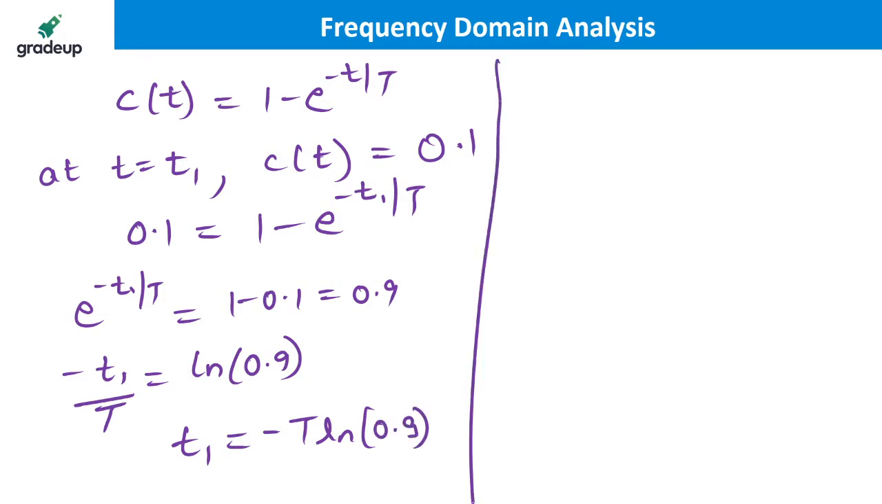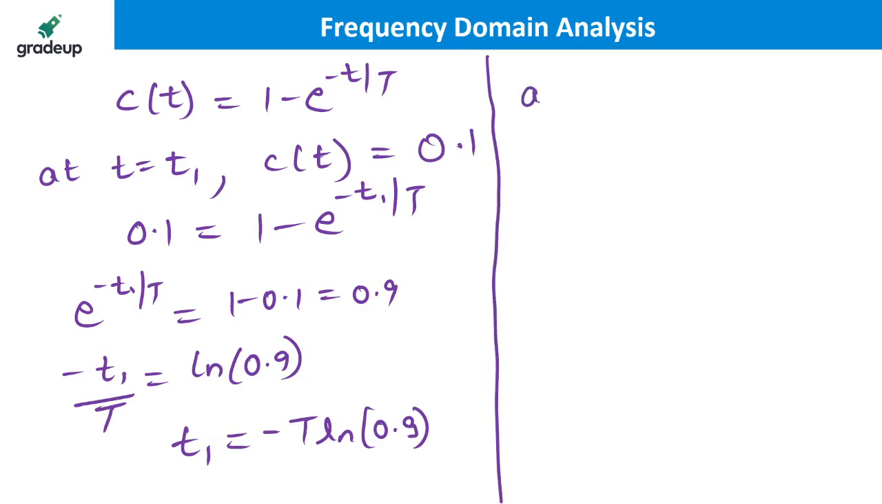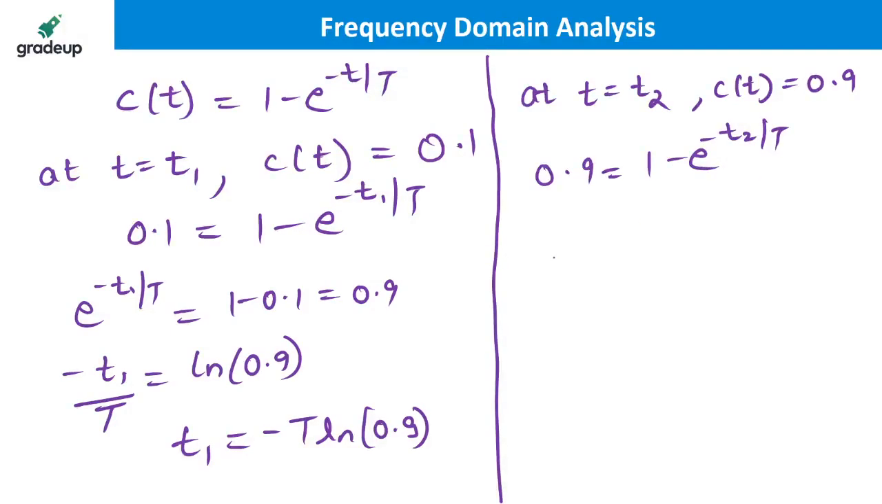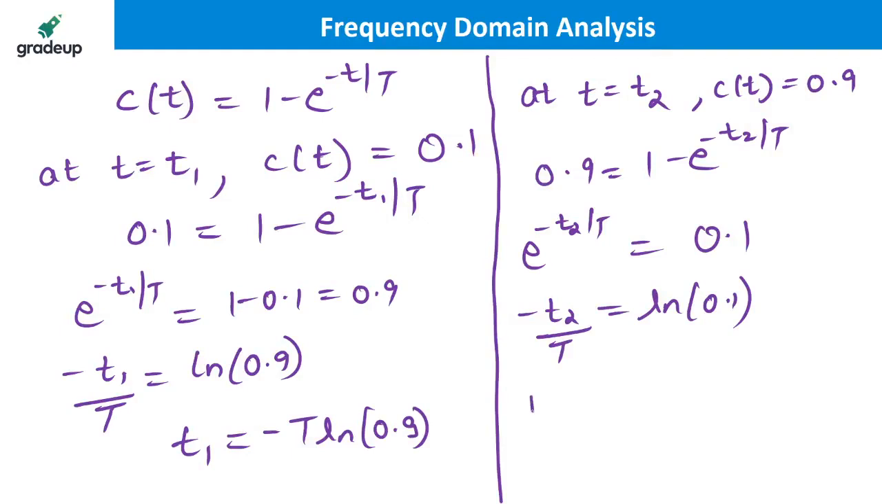Now at t equal to t2, the output is 90%. So 0.9 is equal to 1 minus e raised to the power minus t2 by t. So here you get e raised to the power minus t2 by t is 1 minus 0.9, that is 0.1. Minus t2 by t is ln 0.1, and t2 is equal to minus t ln 0.1.